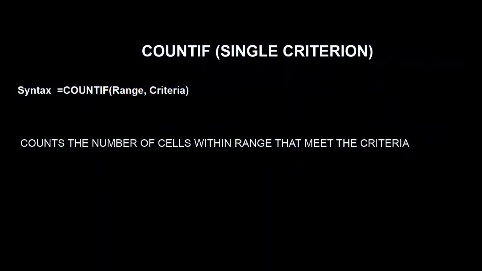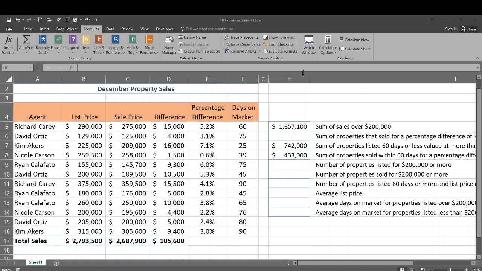So the COUNTIF, a single criterion. The syntax is going to be COUNTIF. We give the range that we want to look at and analyze, and then we give the criteria. And it's going to count the number of cells in that range that meet that criteria. So let's go to our spreadsheet and check out how we do this.